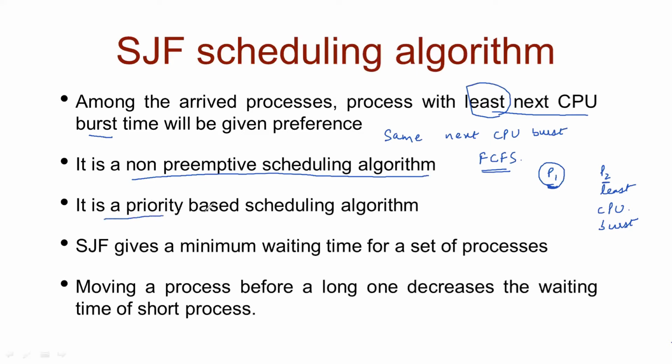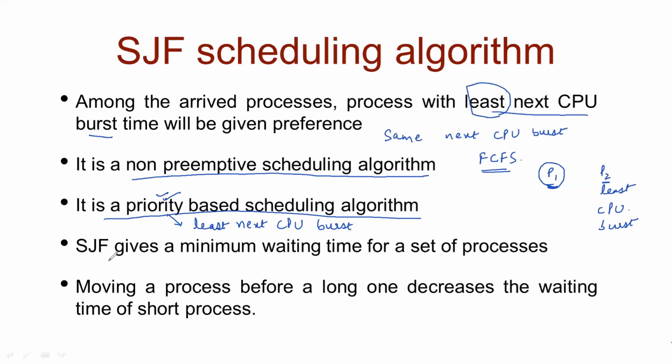It is a priority based scheduling algorithm. The priority in this case is least next CPU burst. So CPU will be allocated to a process which has least next CPU burst. So least next CPU burst is the priority.